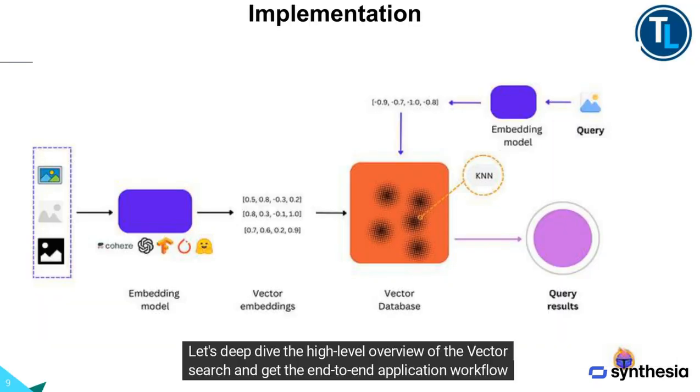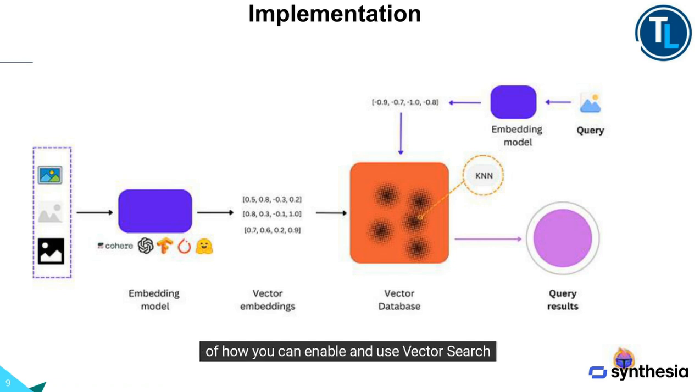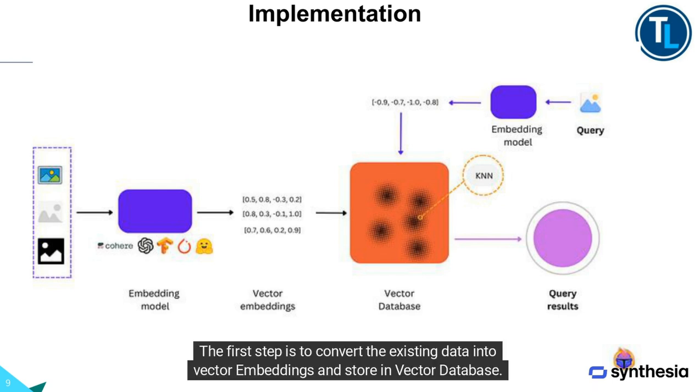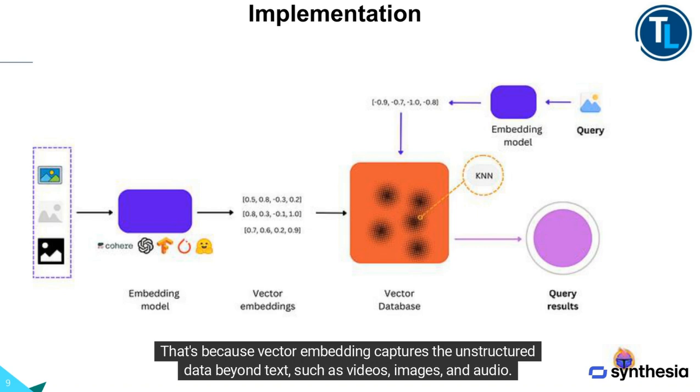Let's deep dive into the high-level overview of vector search and get the end-to-end application workflow of how you can enable and use vector search. The first step is to convert the existing data into vector embeddings and store them in a vector database. That's because vector embedding captures unstructured data beyond text, such as videos, images, and audio.